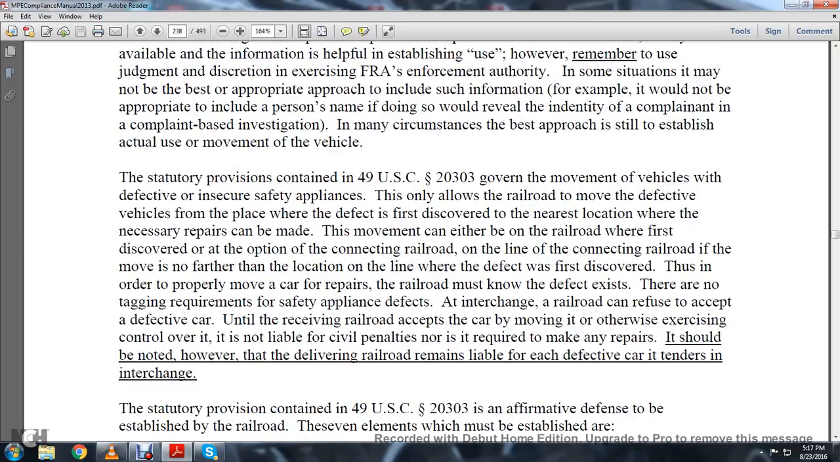The statutory provision in Title 49 U.S. Code 20303 governs the movement of vehicles with defective and insecure safety appliances. This only allows the railroad to move the defective vehicles from the place where the defect was first discovered to the nearest location where the necessary repairs can be made.